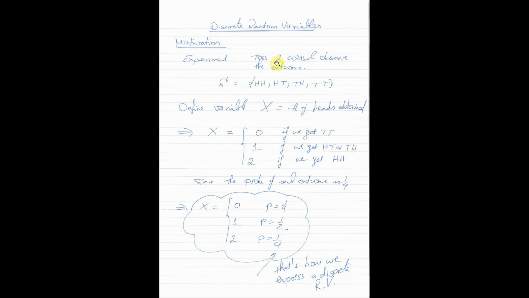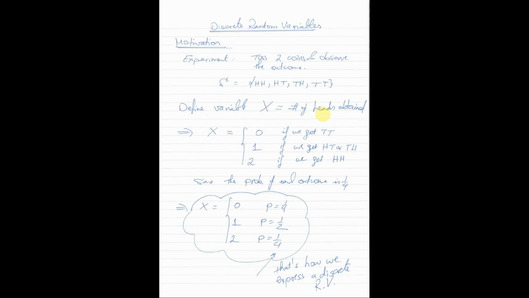Once we do the experiment, I give you the two coins and I ask you, please toss the two coins. Of course, we understand that the sample space contains heads-heads, heads-tails, tails-heads, and tails-tails. And then I tell you, okay, now let's define a variable called X. By the way, for random variables, we use uppercase letters, capital letters. So this is a capital X. We let X denote the number of heads that you have obtained.